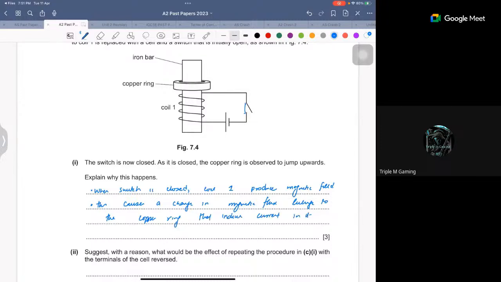2 marks. And then, according to Lenz's law, the magnetic field produced in the copper is such that it opposes the change causing it, hence it repels. Like that. Is it clear?